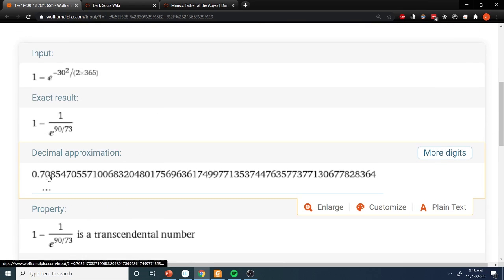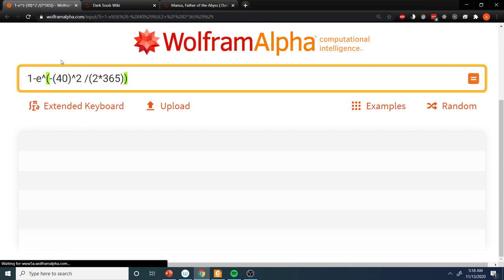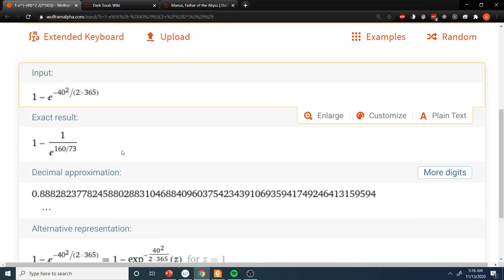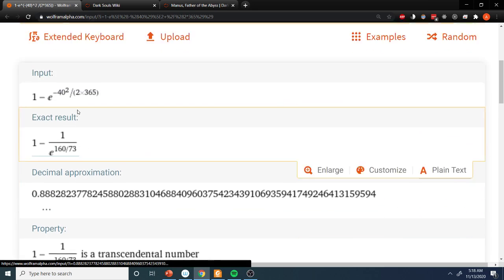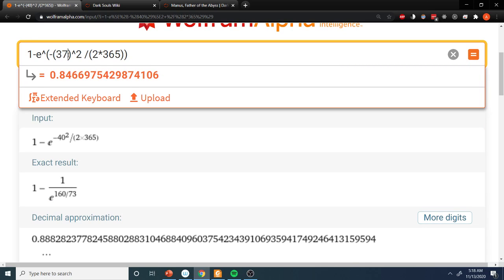When you have 30 people, you have about a 70% chance. When you have 40 people, you have about an 88% chance. So we've gone a little too high. So maybe 35. Let's go lower. 35 looks good.